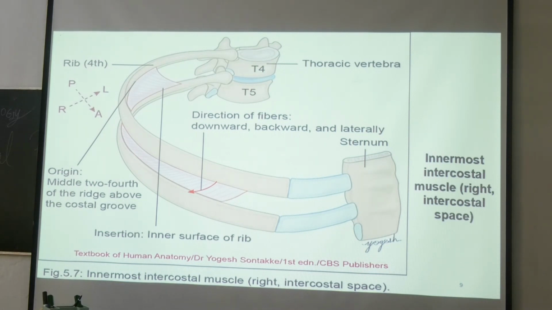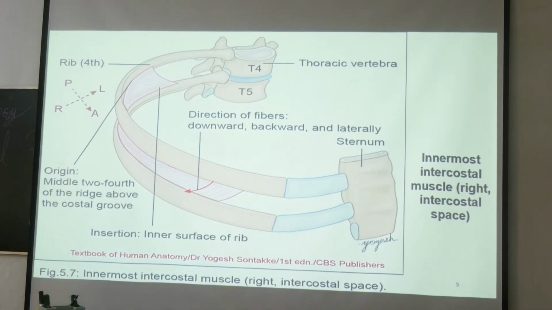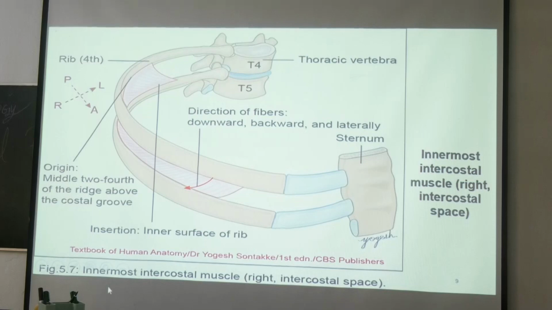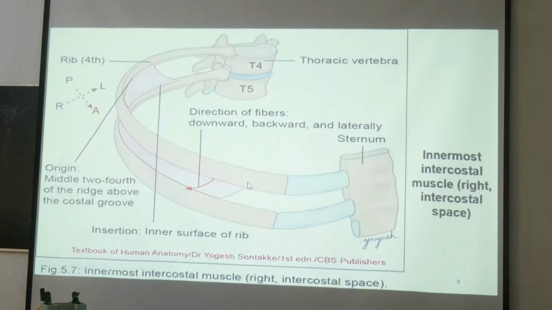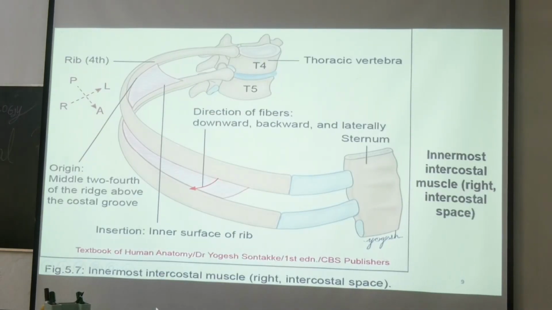And see, the origin is from the middle 2/4 of the ridge above the costal groove, and insertion is into the inner surface of the rib. Okay, so this is the origin and insertion.